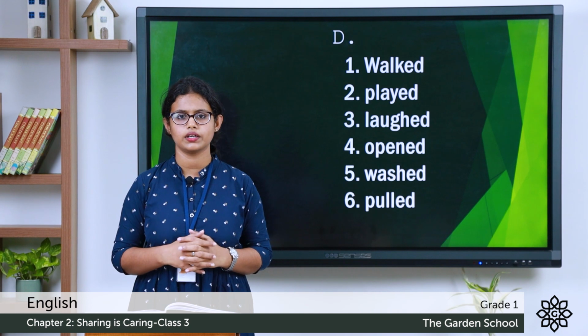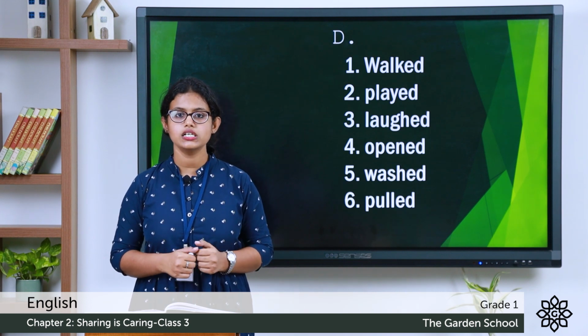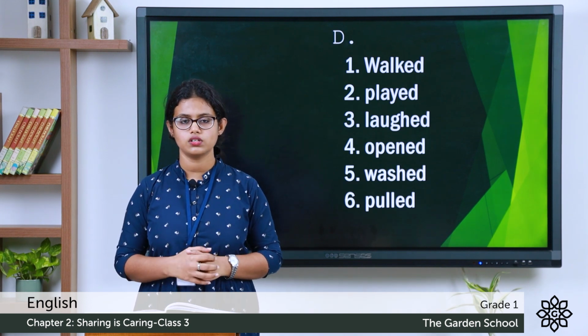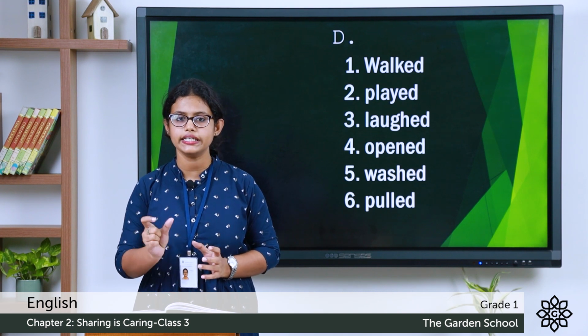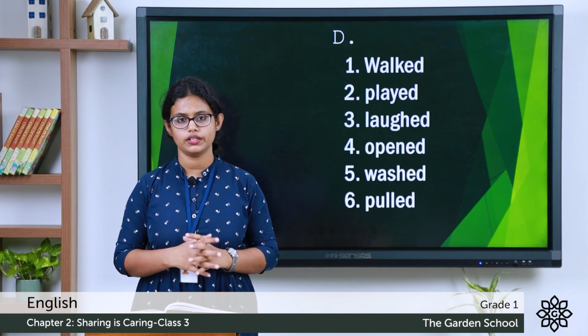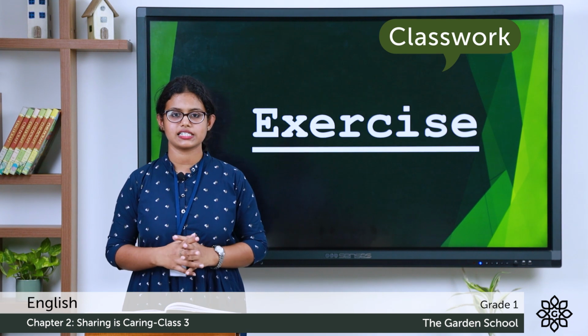What about the last one? The boy is pulling a rope. So pull. You have to add ed. Then it will become pulled. Moving on to the next exercise.